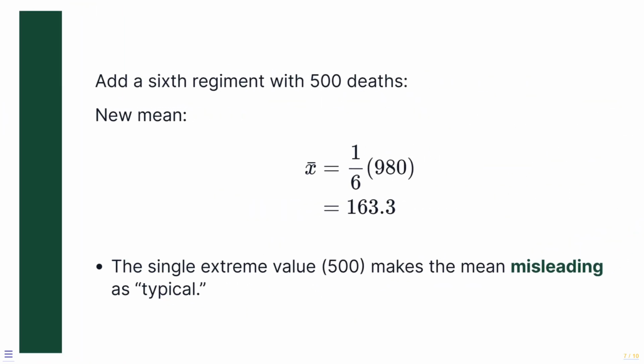Now suppose a 6th regiment is added with 500 deaths. The sum now jumps to 980 and the sample size is now 6. The sample mean is now 163.3. Does 163.3 feel typical for this group? Clearly not. Most regiments had death counts well below 200, but the single extreme value dramatically inflates the mean. This example illustrates how outliers can make the mean misleading as a measure of center.